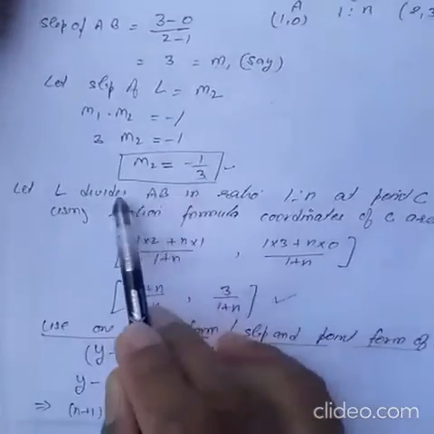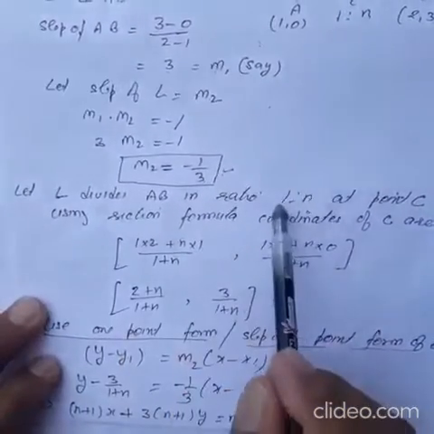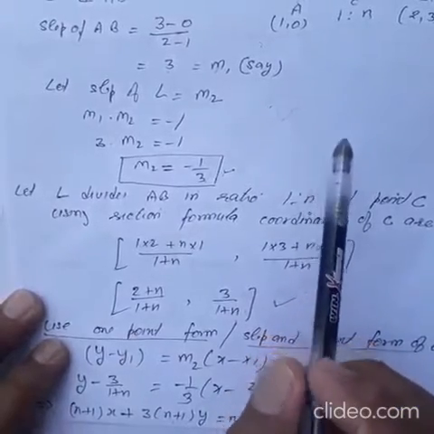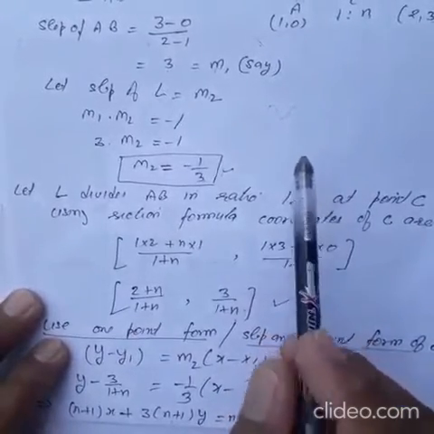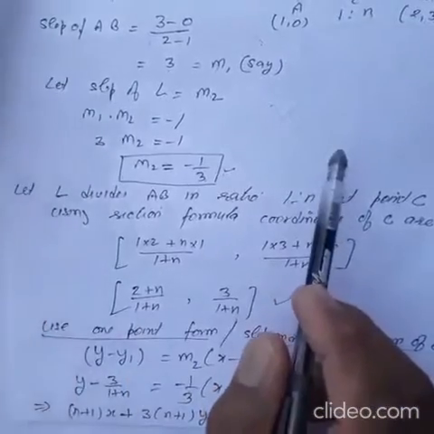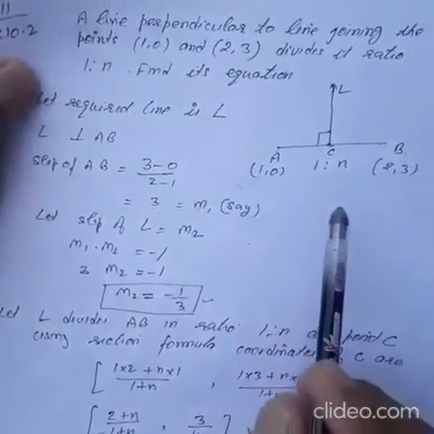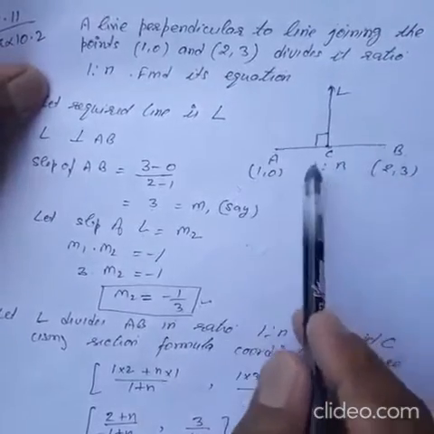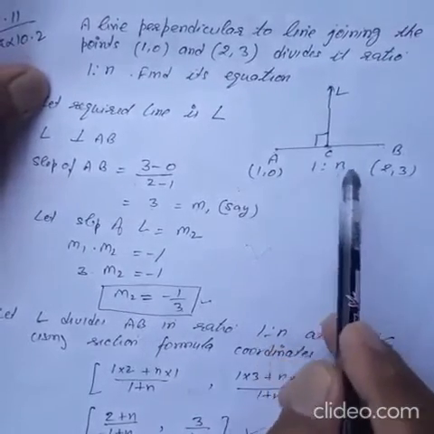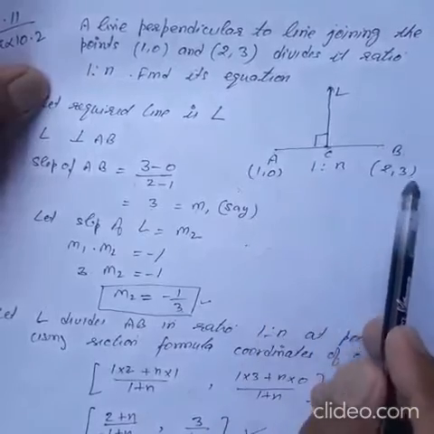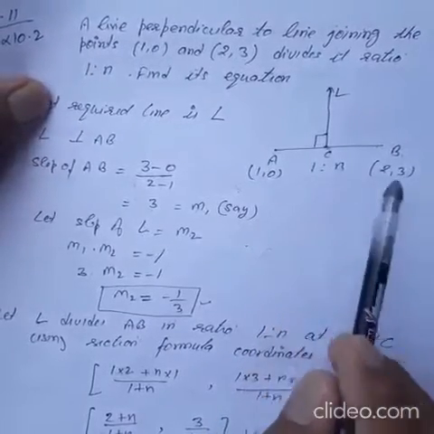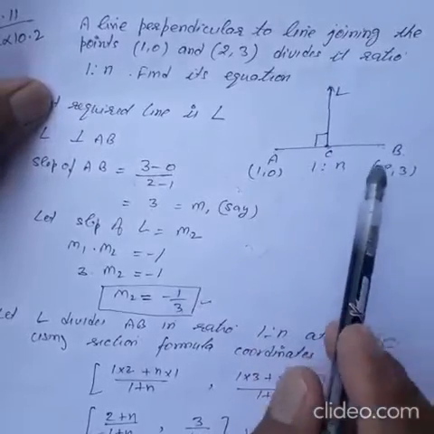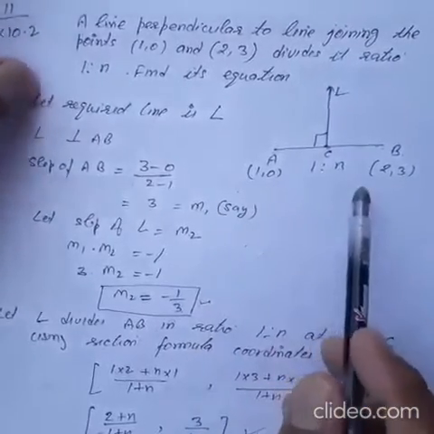Now we are given that L divides AB in the ratio 1:n. So we can use the section formula to calculate the coordinates of point C. Here this is point C and L divides AB in the ratio 1:n. So this is m1, m2, this is x1, y1, x2, y2, and we know the section formula: x is (m1 x2 plus m2 x1) upon (m1 plus m2).